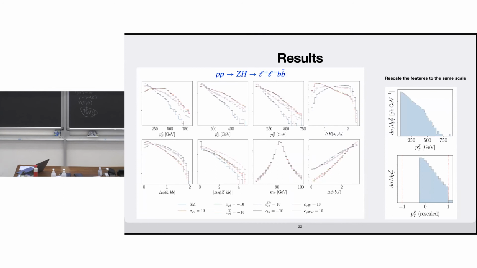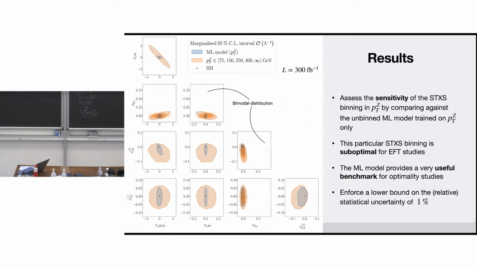The first step is to just run MadGraph and obtain these distributions and see what they look like. Then we rescale them to a region between 0 and 1, or between -1 and 1. You need to bring them all on the same scale so that your neural network is not sensitive to one particular feature. So this we take care of. And then this is what we get. This is just a tiny selection of the operators that we did.